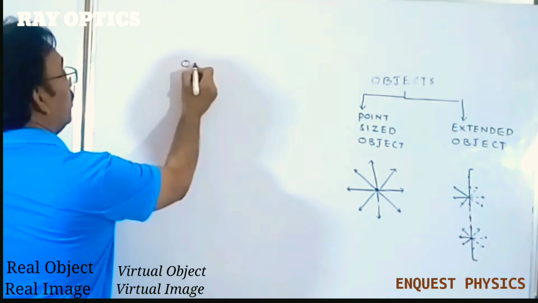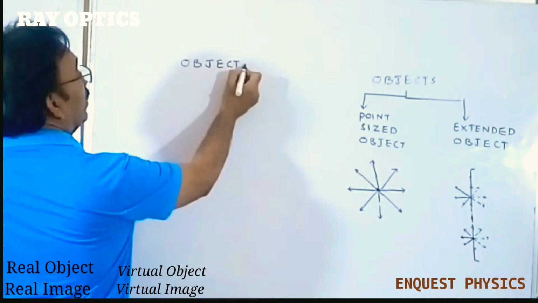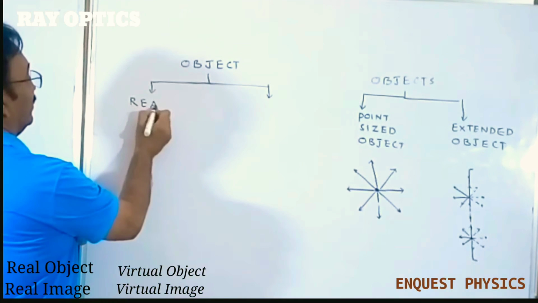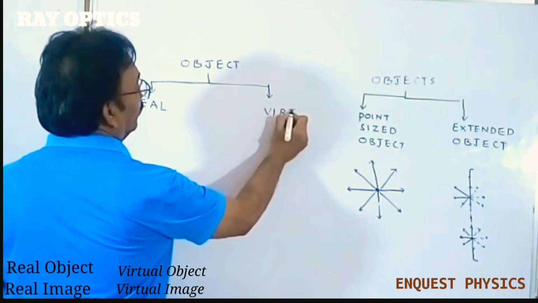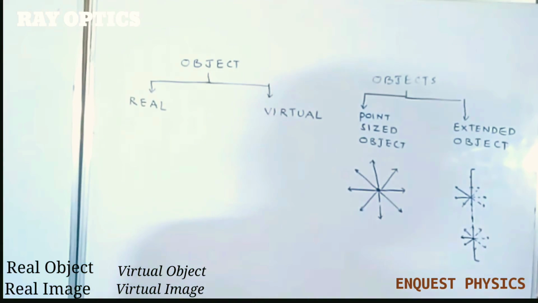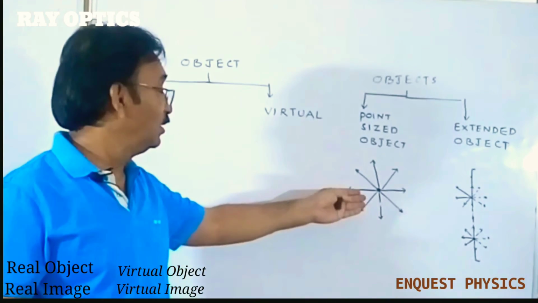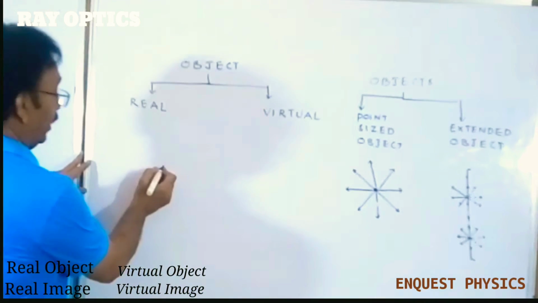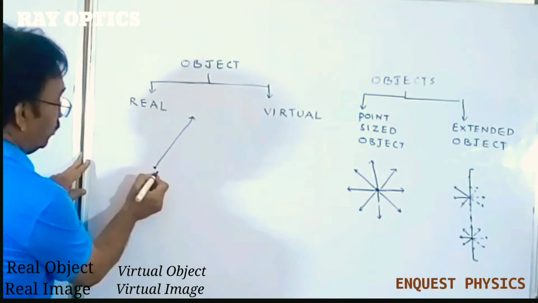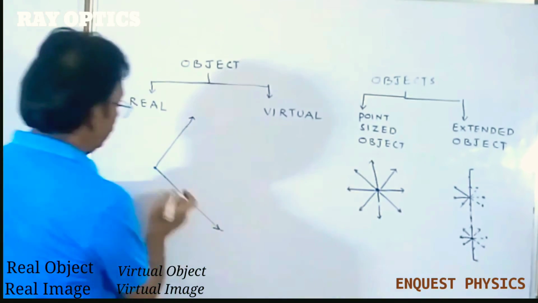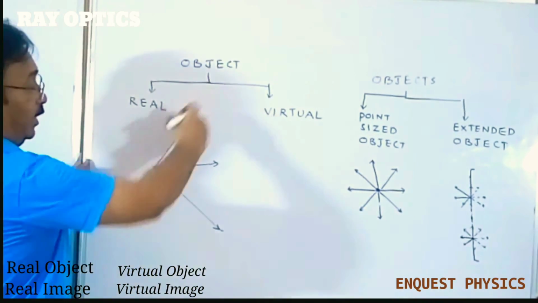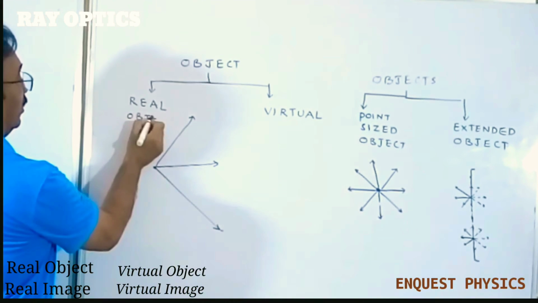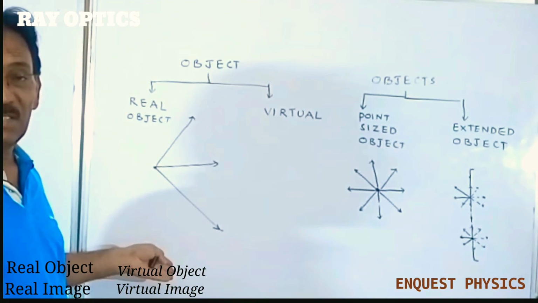Then after we are going to learn about the classification. Objects can be further classified into two more categories: the one is the real object and the second is virtual. Here indirectly I showed you what the real object is. It is the object from which the rays appear to be diverging. Divergent means moving away. I'm not doing anything new, I'm redrawing the diagram. Rays appearing to be diverging is known as the real object. Real object is that from which light rays appear to be diverging.